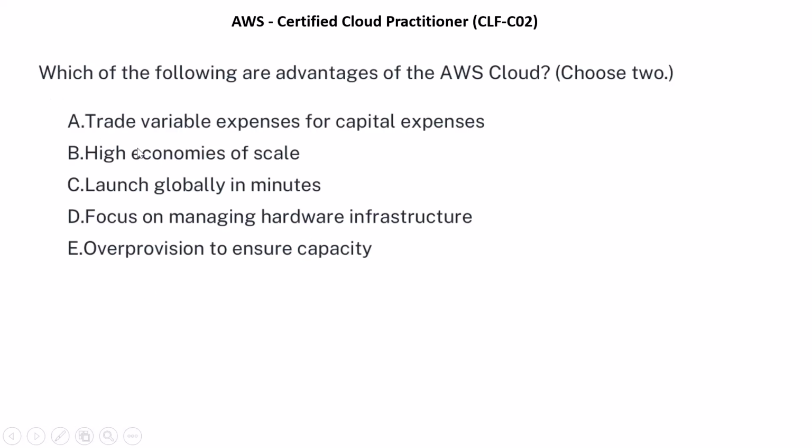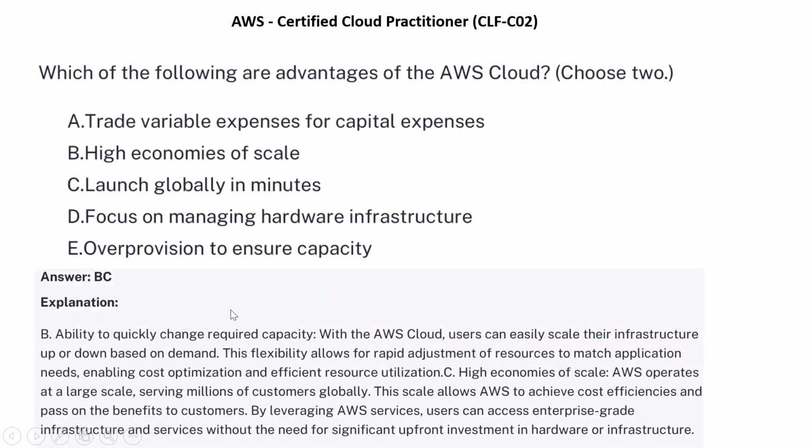Next one. Which of the following are advantages of the AWS cloud? Choose two options. Option A, trade variable expenses for capital expenses. Option B, high economies of scale. Option C, launch globally in minutes. Option D, focus on managing hardware infrastructure. Option E, over provision to ensure capacity. The right options are option B and option C.